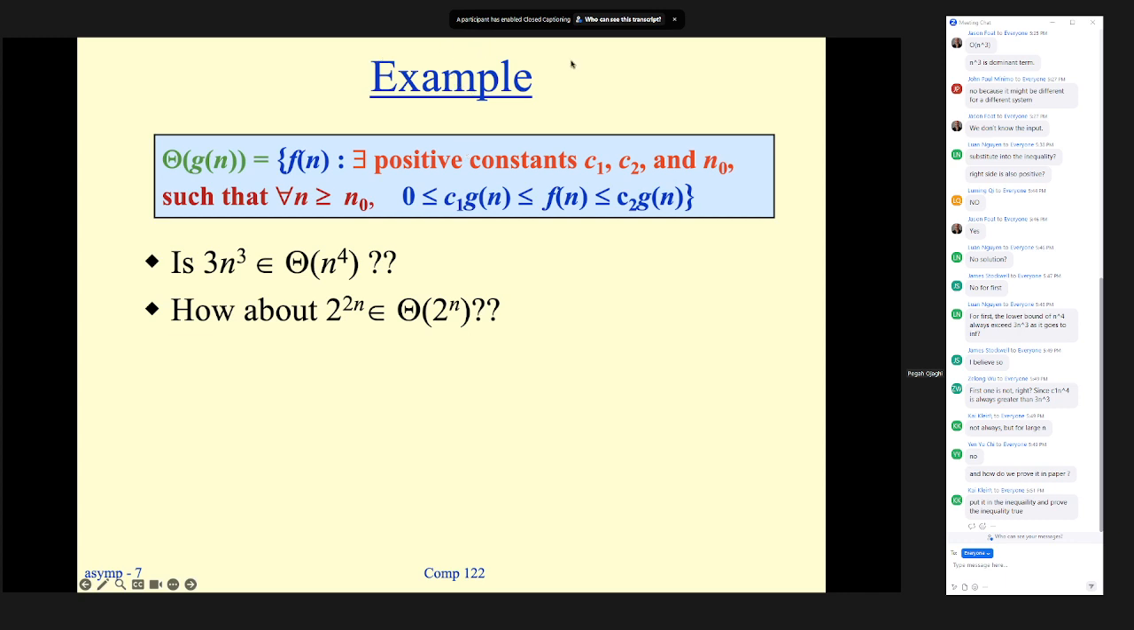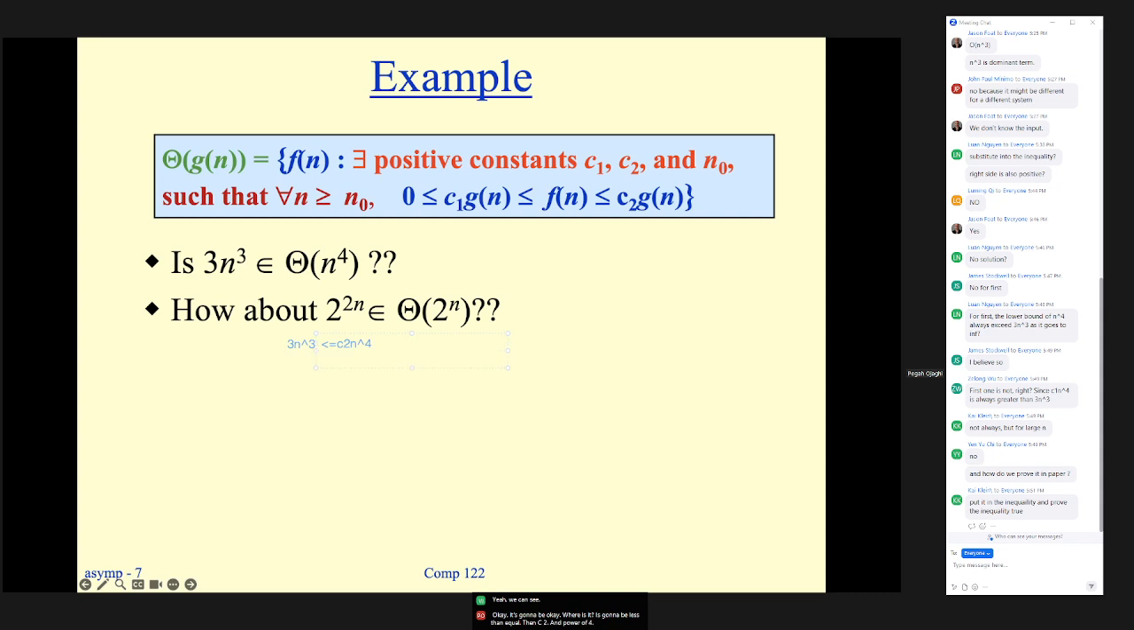I'm so sorry, I'm trying to write the best annotation, but let's see if I can type it here. So let's see, you say okay, 3n to the power of 3. Can you see it? Yeah, we can see it. Okay, it's going to be less than or equal to C2 n to the power of 4.